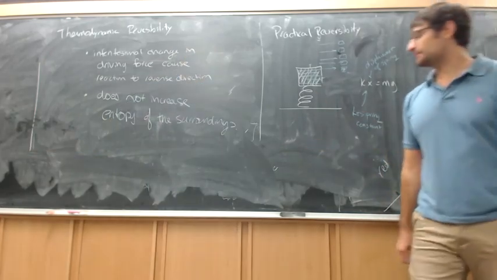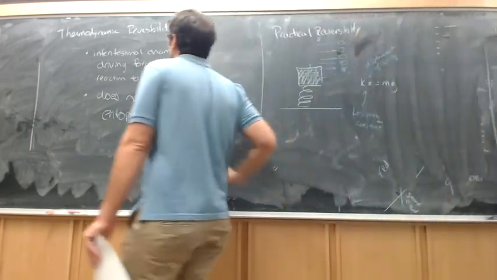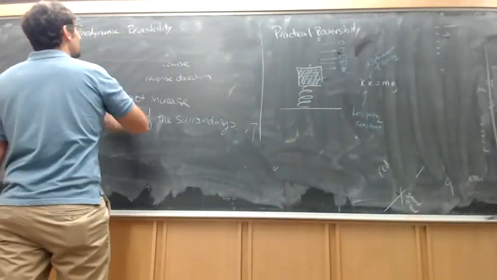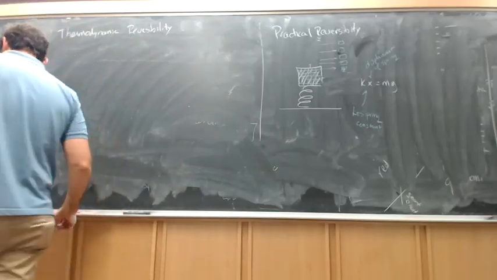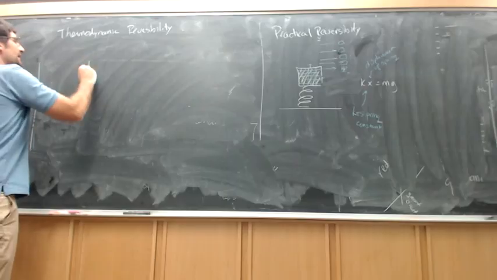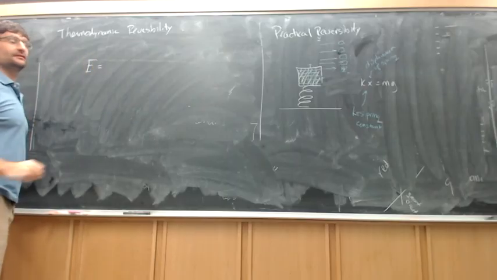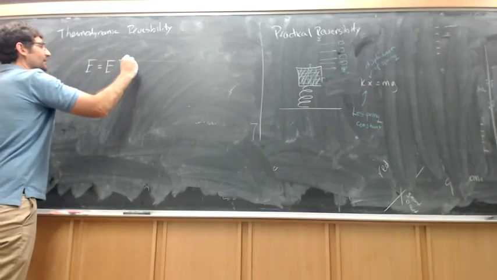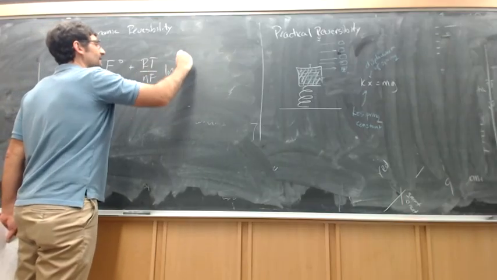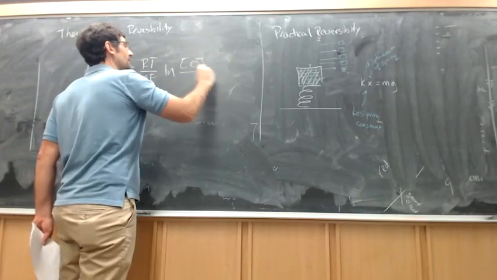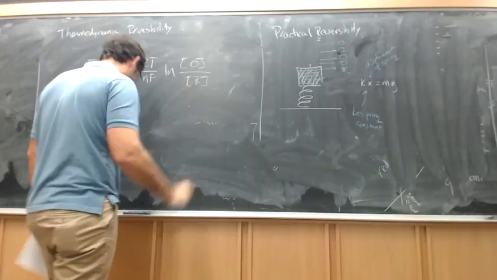Let's link this to electrochemistry a little bit more explicitly. So what governs the thermodynamics of an electrochemical reaction? The Nernst equation, right? So can you tell me what the Nernst equation is? E equals E naught plus what? RT over nF, ln concentration of O over concentration of R, for example.